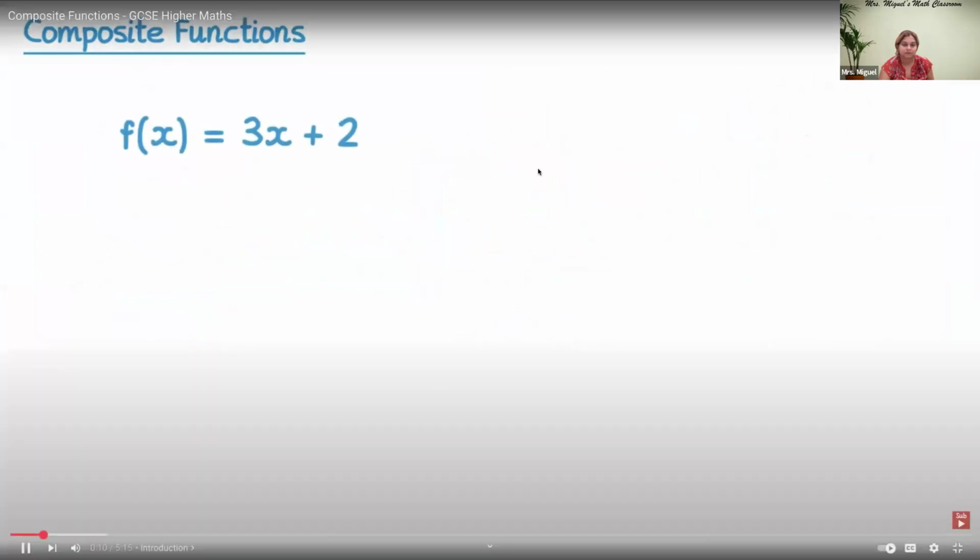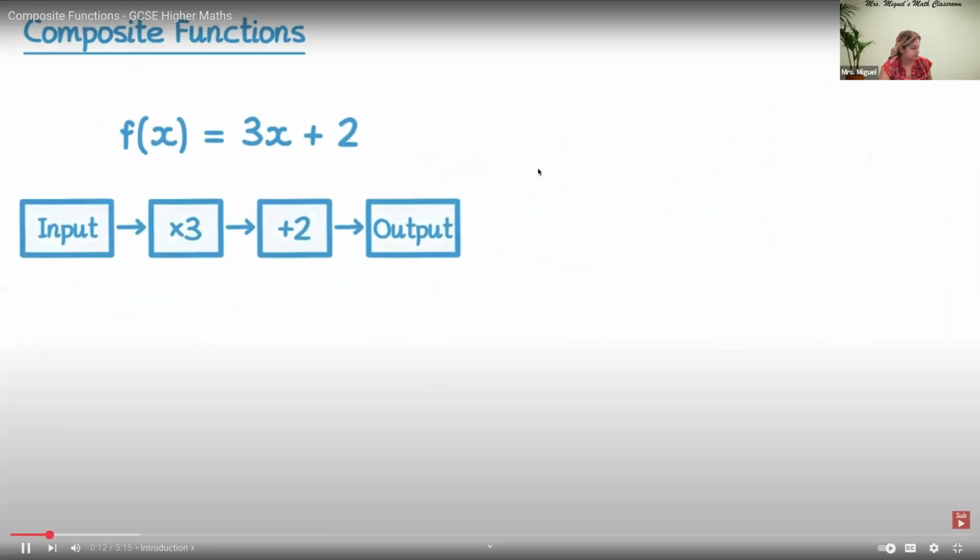In this video we're going to learn about composite functions. Imagine we had a function f of x equals 3x plus 2. That would have a function machine that looked like this. Imagine we had a second function g of x, which was x squared minus 1. And what a composite function does, it takes two functions and combines them so that it forms one.